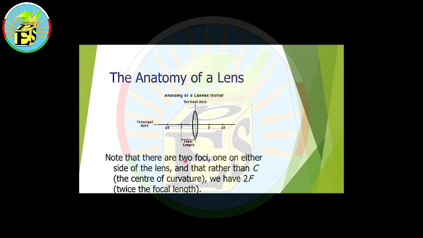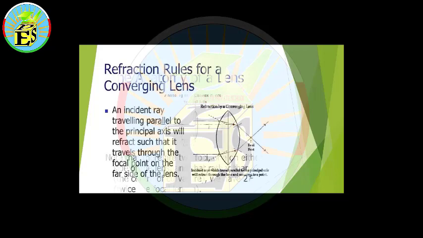Note that there are two foci, one on either side of the lens, and that rather than C, the center of curvature, we have 2F, which means twice the focal length. C is the center of curvature and F is the focus. Double F or 2F is double or twice the focal length.